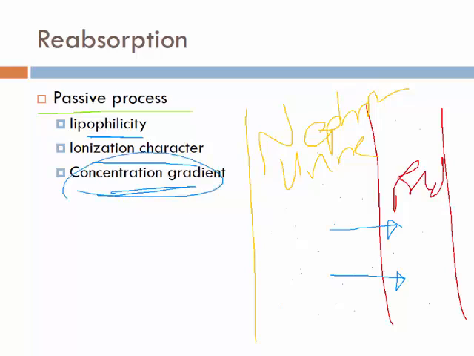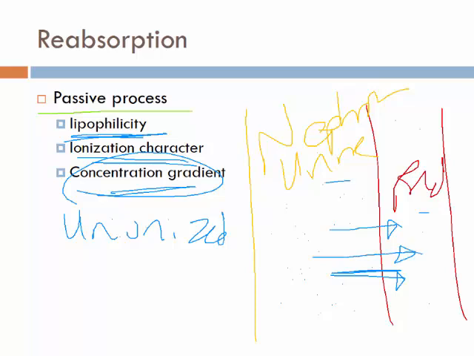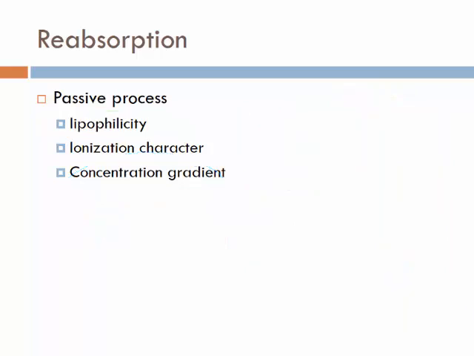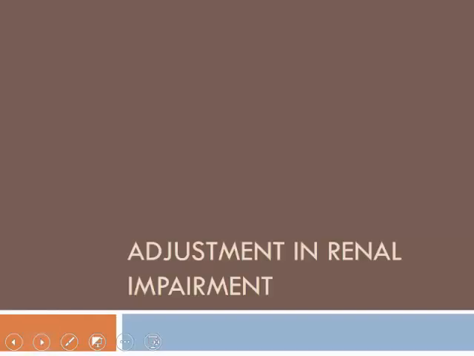There has to be a concentration gradient. There has to be more drug over in the urine than in the blood. It has to be unionized, and it has to be lipophilic enough, and then it will try to equilibrate between the urine and the blood. Thereby, some drug will move from the urine over to the blood. That's it.